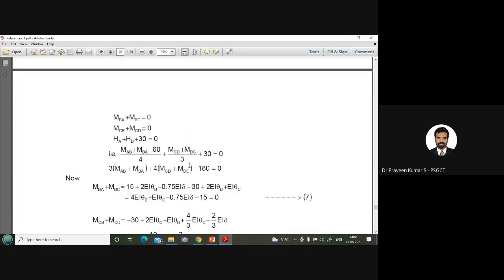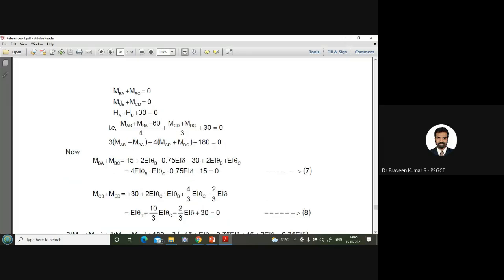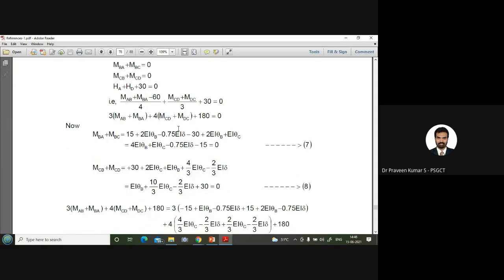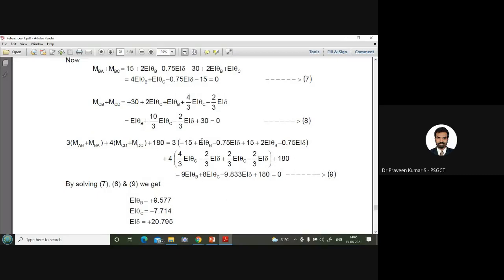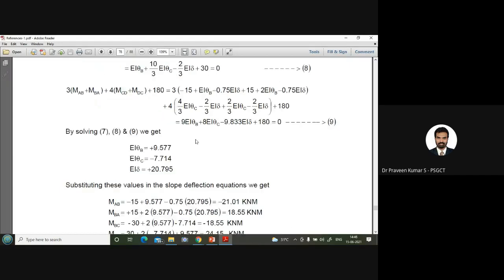So with these, as you are all aware, we have to proceed further with the joint equilibrium conditions. At joint B, MBA plus MBC equal to zero. At joint C, MCB plus MCD equal to zero, and the shear condition is HA plus HD plus 30 equal to zero. Keeping these conditions and resolving the equations, we'll get three equations for three unknowns. We'll get the values: EI theta B equal to plus 9.577, EI theta C equal to minus 7.714, and EI del is 20.79.